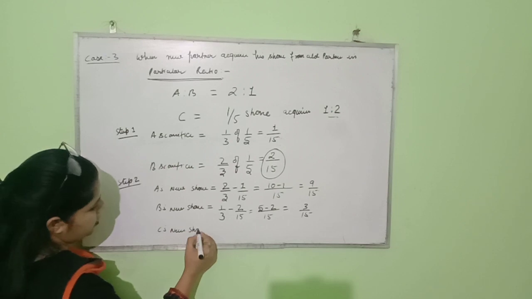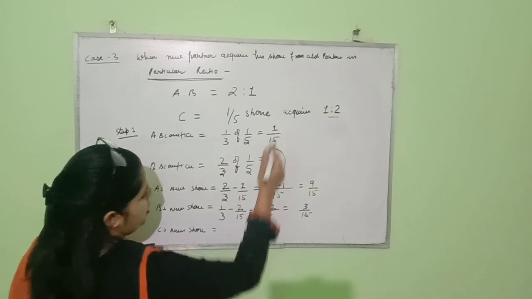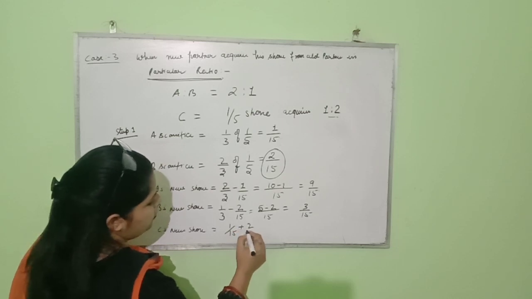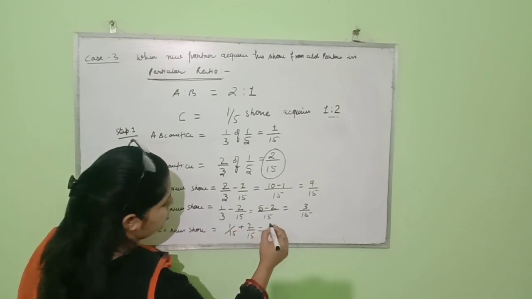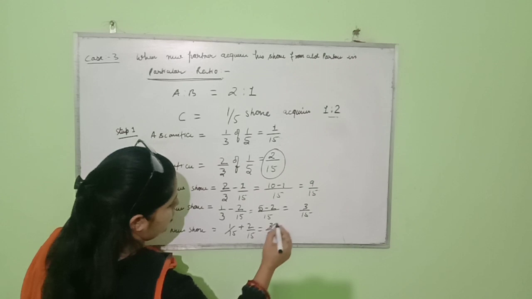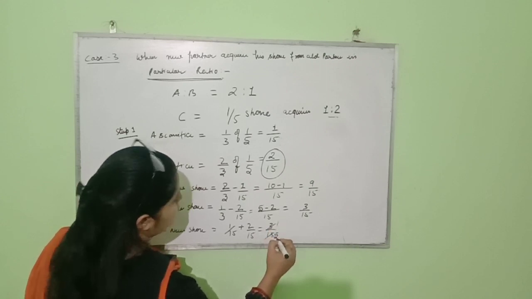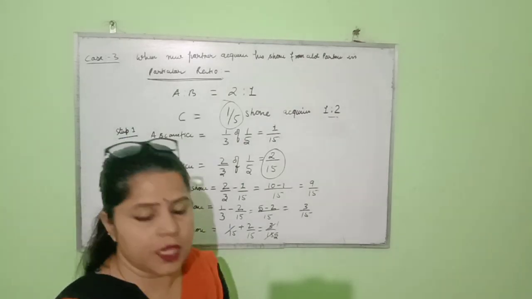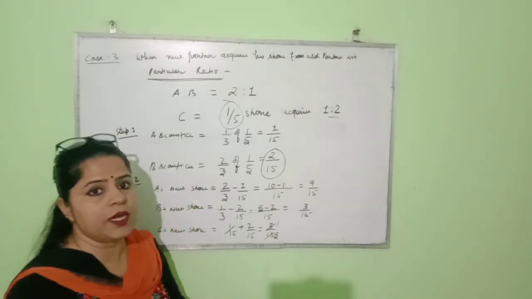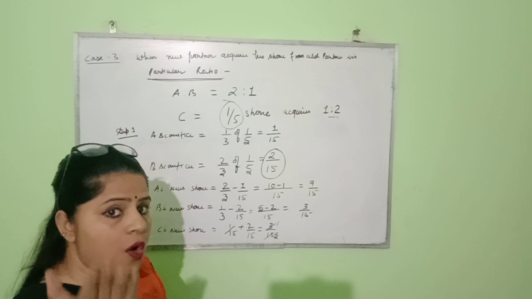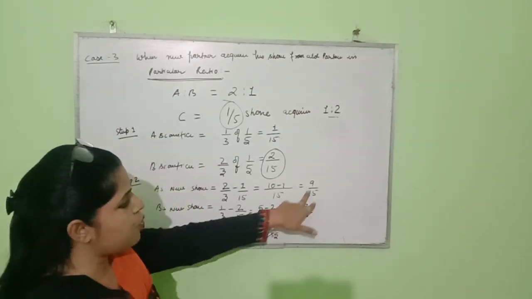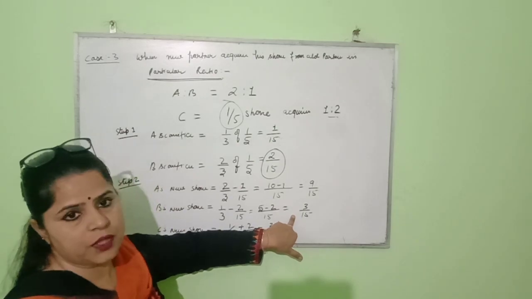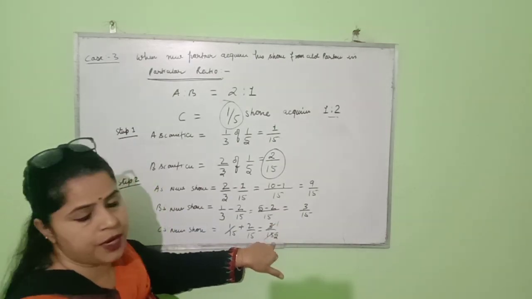C's new share: 1/15 he is getting from A plus 2/15 from B. So that is 3/15, and this is 1/5, the same share which we decided to give to partner C. This way we calculated the new shares of the partners. A's we calculated as 9/15, B's as 3/15, and C's as 1/5.